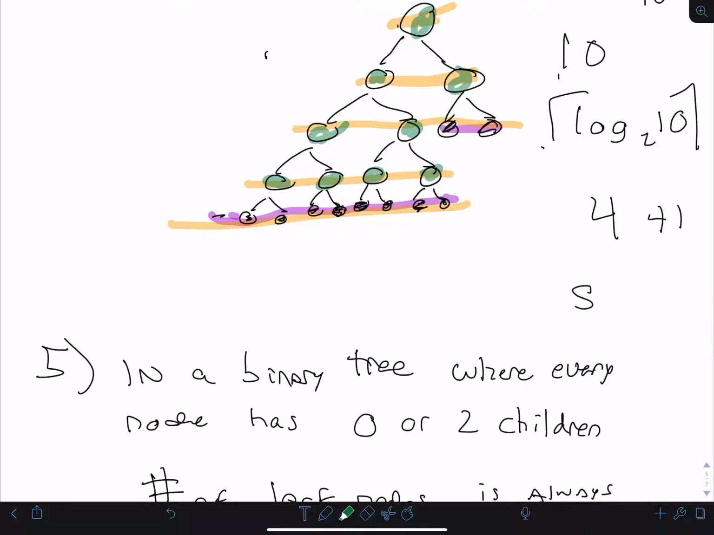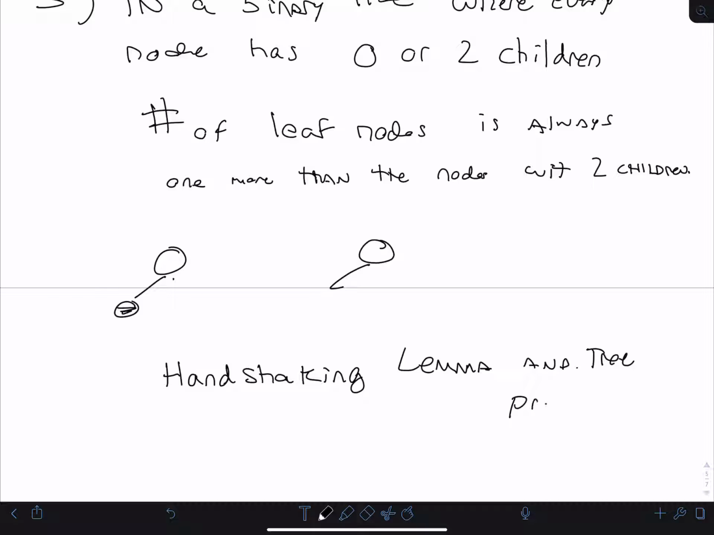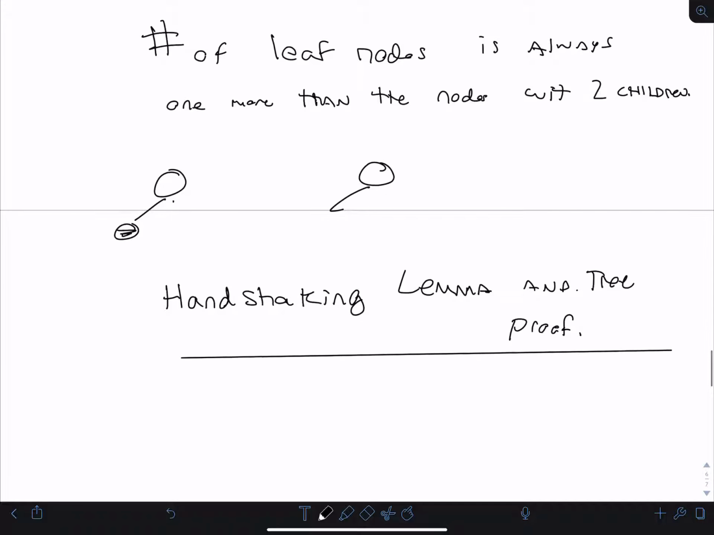Now I know I'm hand waving a little bit, because of course you're like, well, one example doesn't generalize to every single example, but you can believe that that's always the case. And this can actually generalize to the number of internal nodes as well sometimes. So we'll leave that for now. But if you want to see the proof, I mean, you can be hardcore and prove it yourself. It's called the handshaking lemma and tree proof. So you can Google that if you want to see the proof.